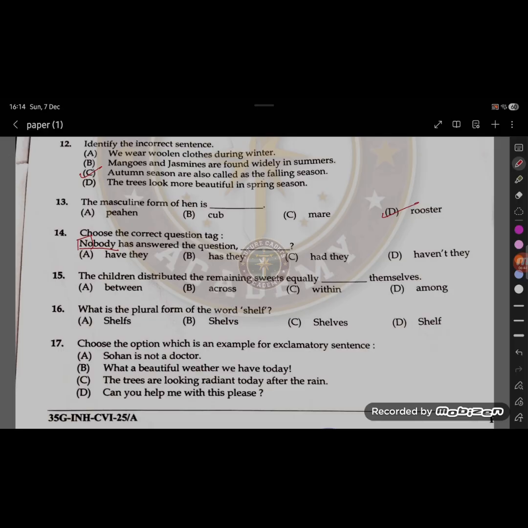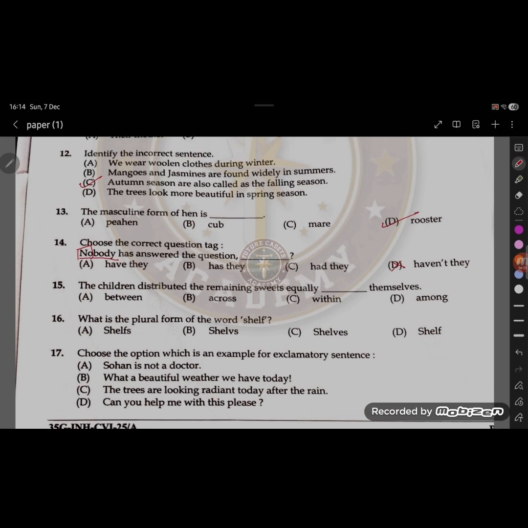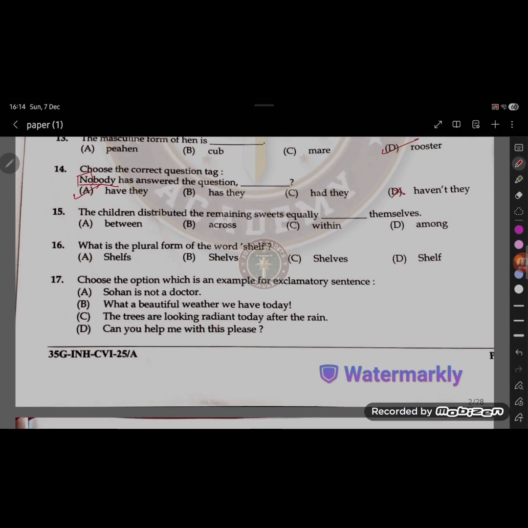Also, if it is singular, the question tag has to be in plural. So a plural question tag with an affirmative accent. So this will be eliminated. This could not be the answer. Now among these, again it has to be plural. So for plural, has is not plural, had is not plural, it has to be have they. So yes, you got the concept here also.